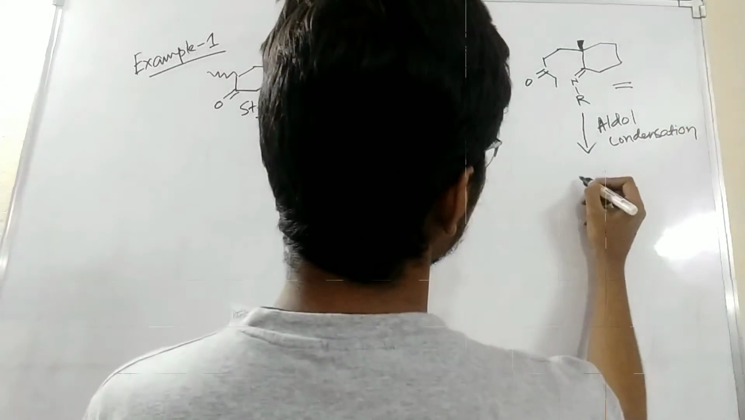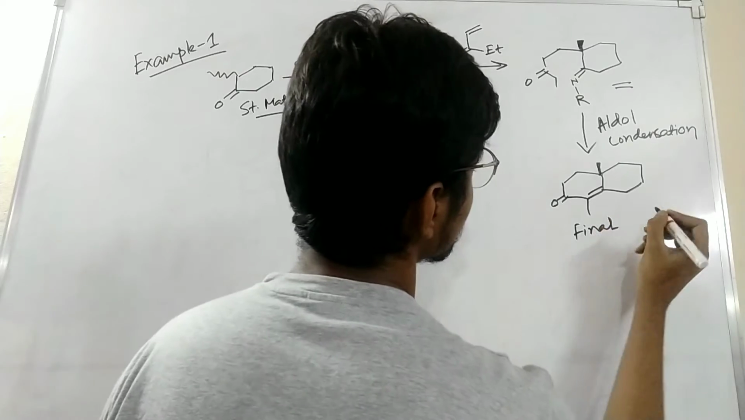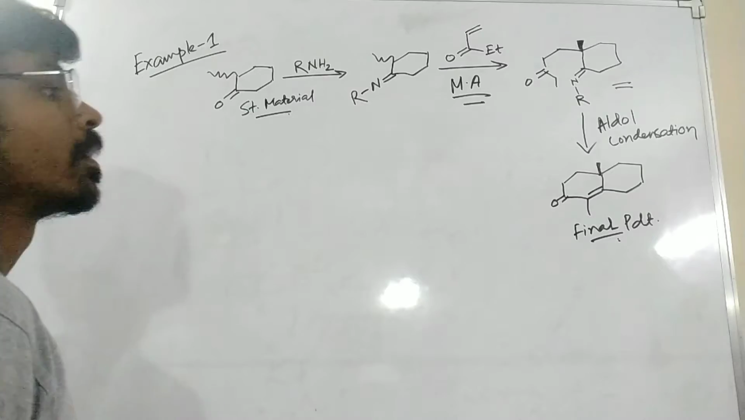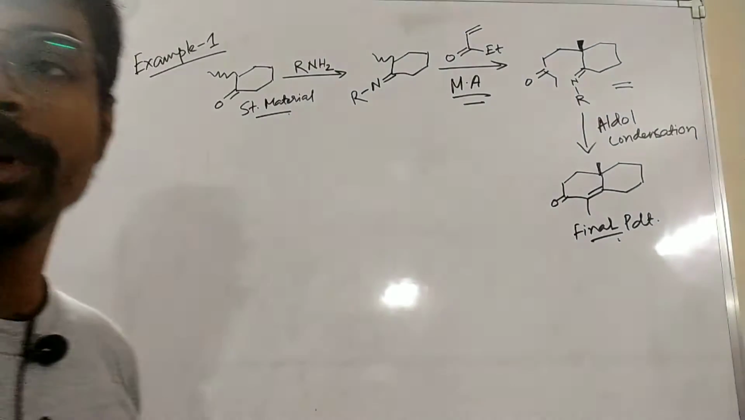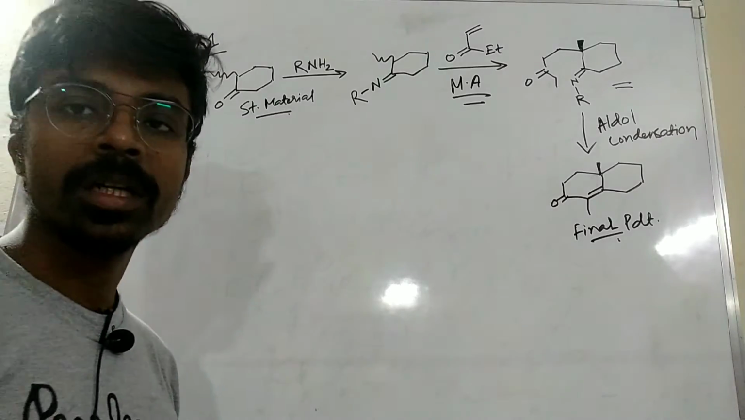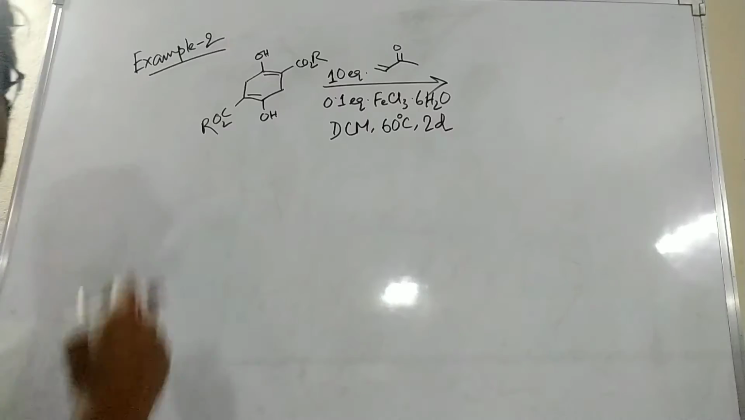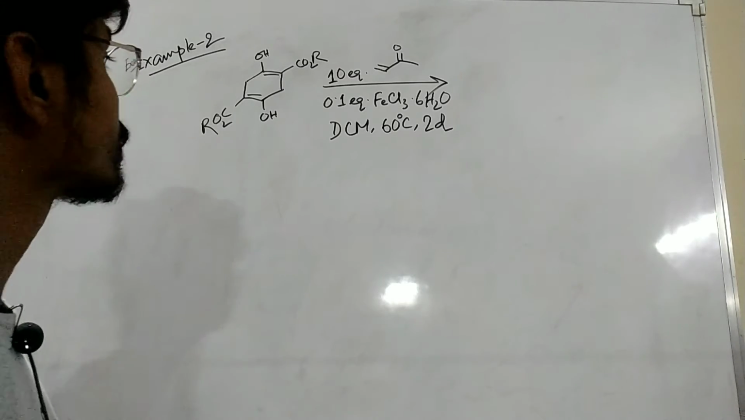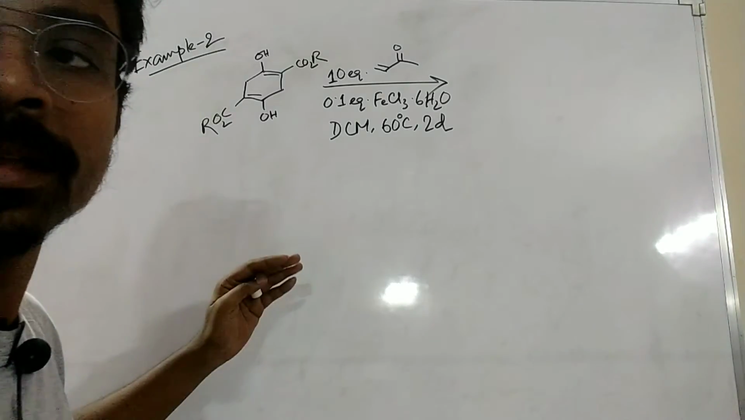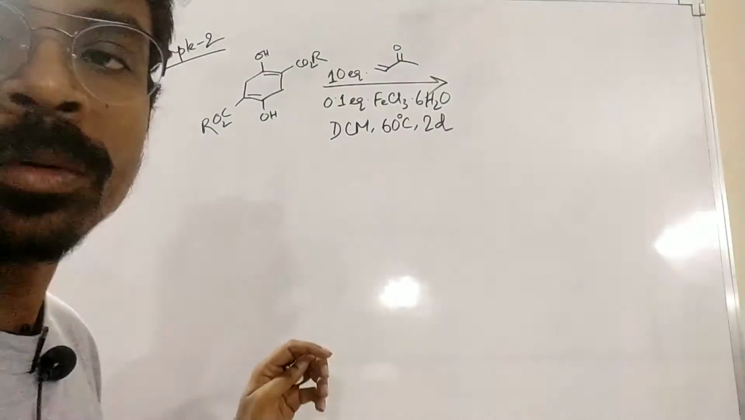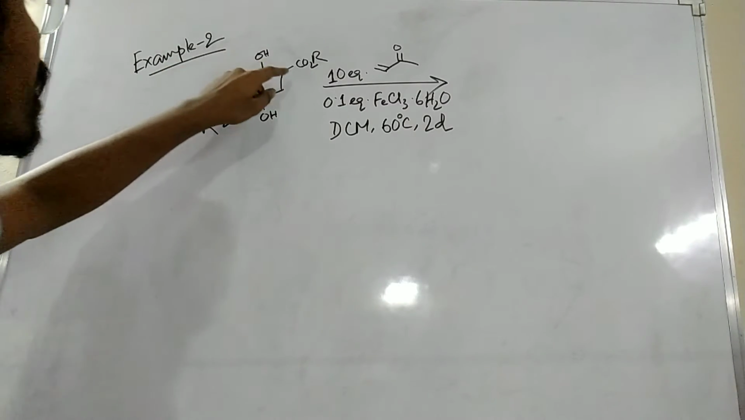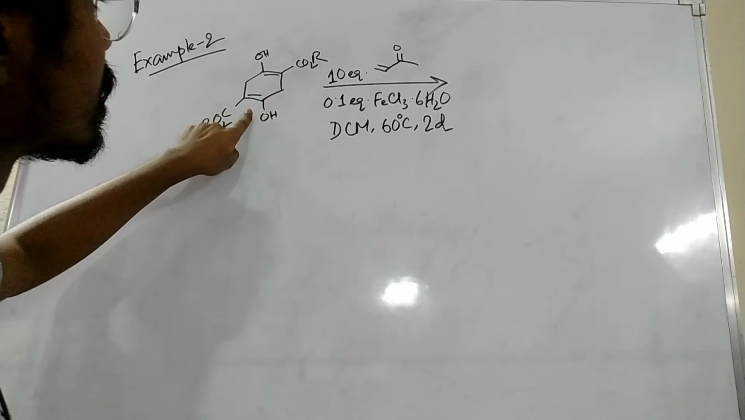And ultimately the product will be this compound. Okay, now I am going to give a second example for our Robinson annulation reaction. In this particular example, we are going to see what will happen if Robinson annulation takes place in the same compound twice. In this case, you can see there are two sites for Robinson annulation.